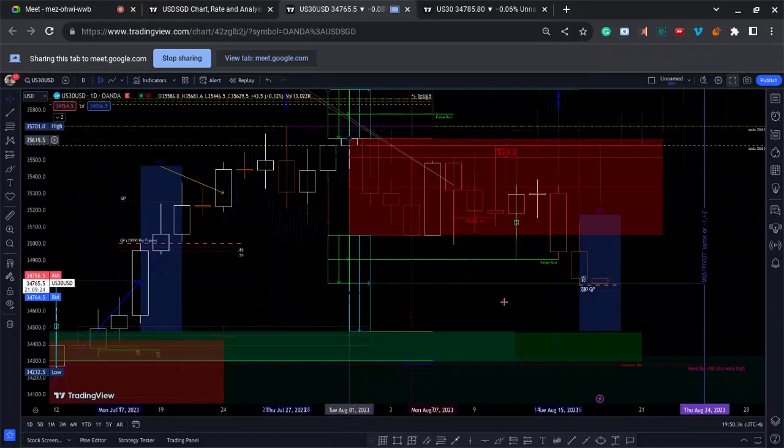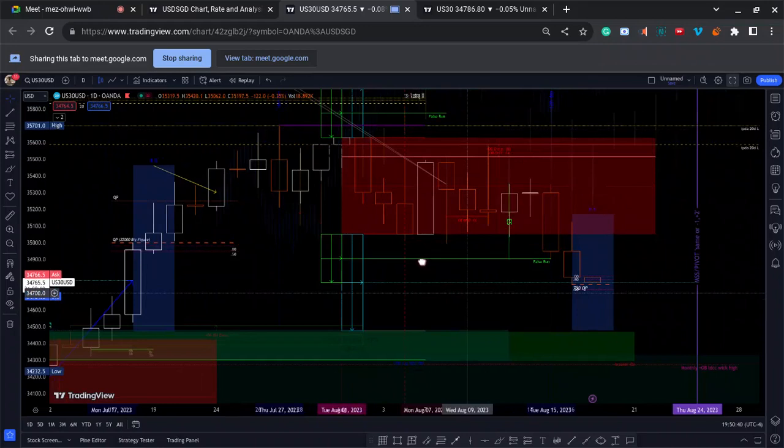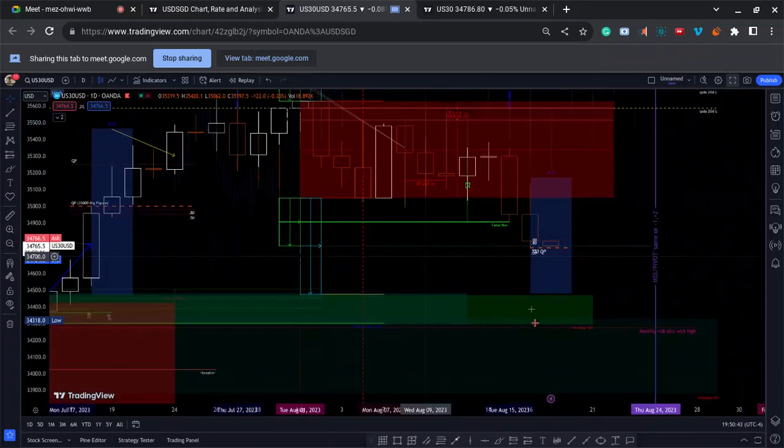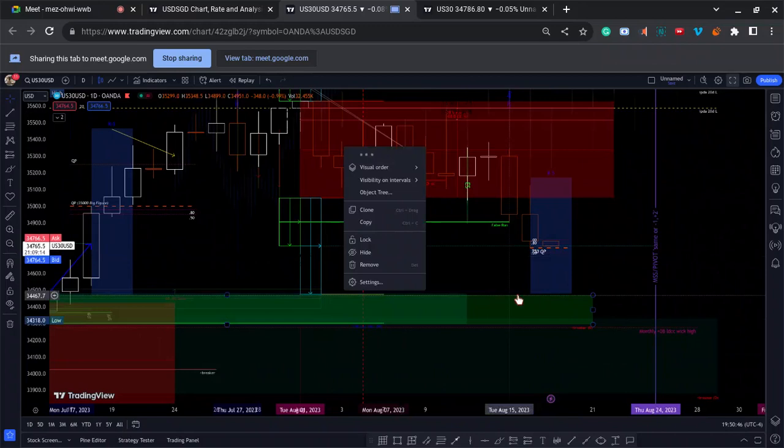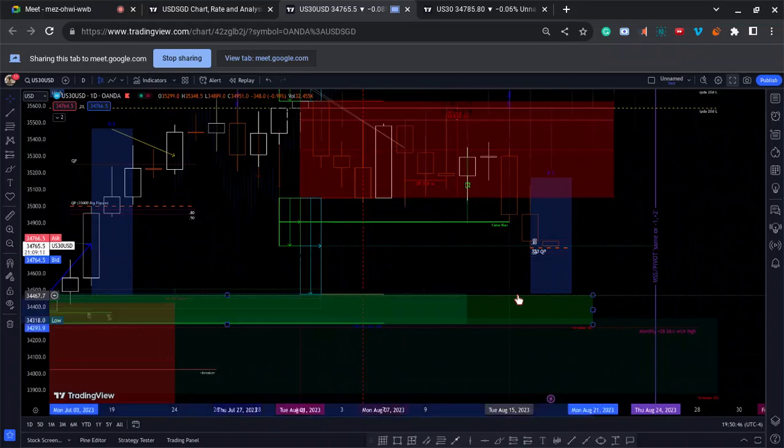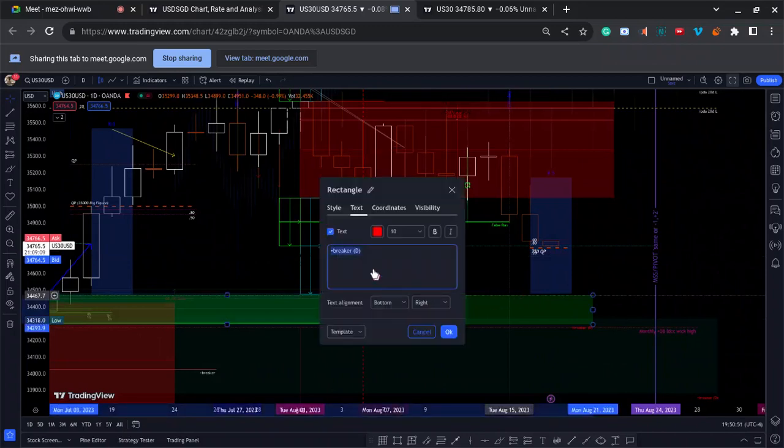Because I studied this pattern stuff, I came up with this like a mad person, because I just need to know. So right here, we have a bullish breaker on a daily. Let me double click to make sure. So we have a bullish breaker.